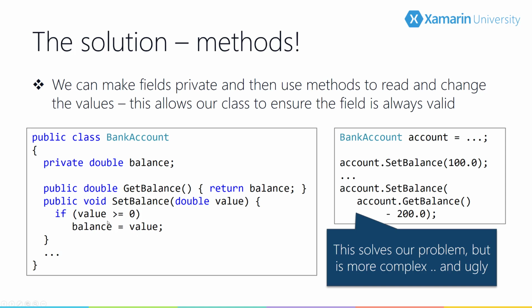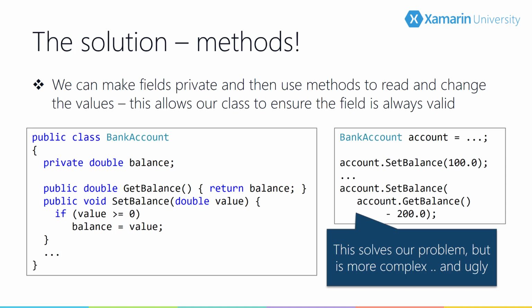But notice the big difference here. The big difference is this. Because I'm now using methods, I can add an if statement in to control what can be assigned. So with this if statement in place, the user of this class can no longer make my balance less than 0. It's physically impossible. So now my balance is protected.